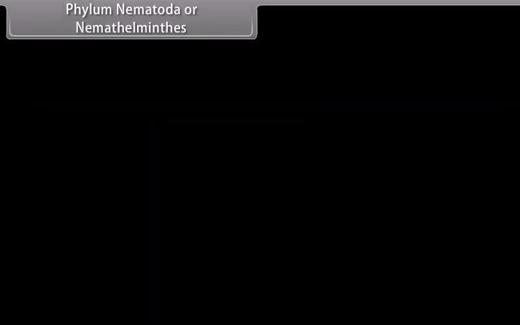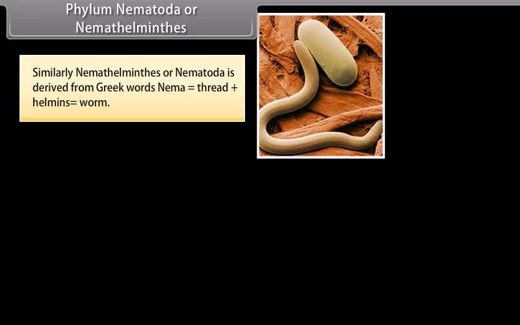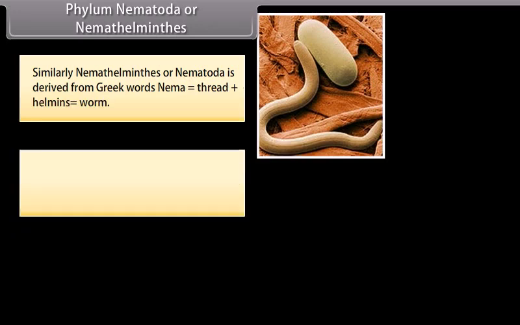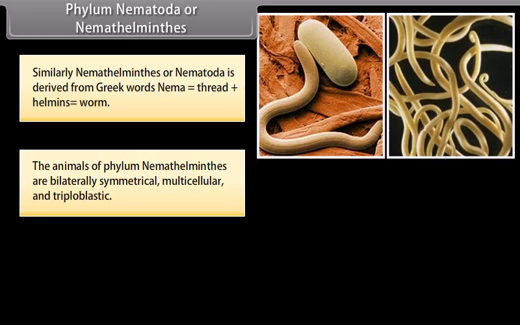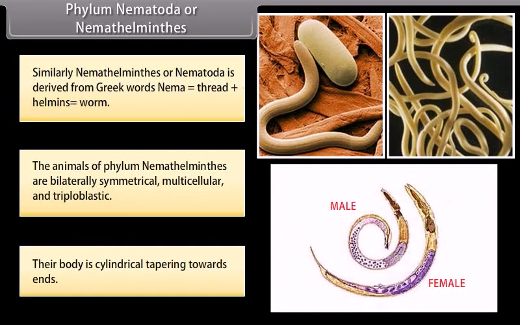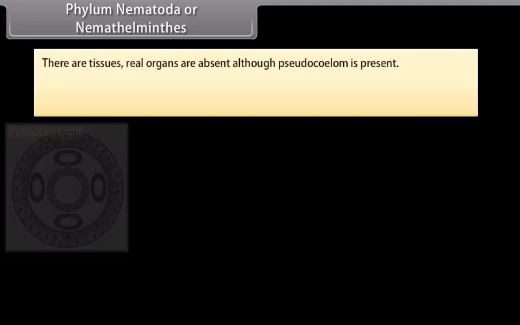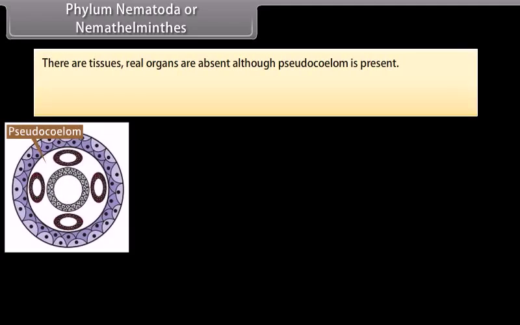Phylum Nematoda or Nemathelminthes. Similarly, Nemathelminthes or Nematoda is derived from Greek words nema, which is thread, plus helminths, worm. The animals of phylum Nemathelminthes are bilaterally symmetrical, multicellular, and triploblastic. Their body is cylindrical, tapering to its ends. There are tissues. Real organs are absent, although pseudocoelom is present.